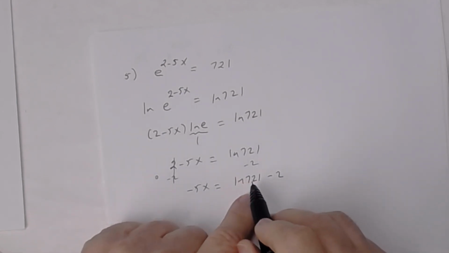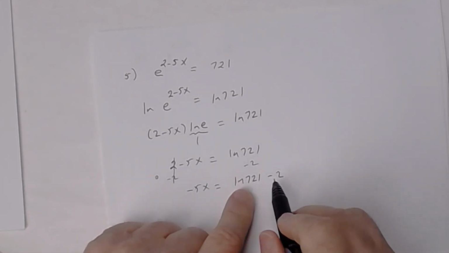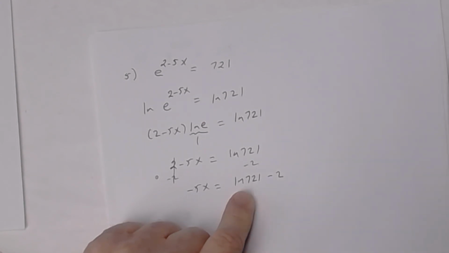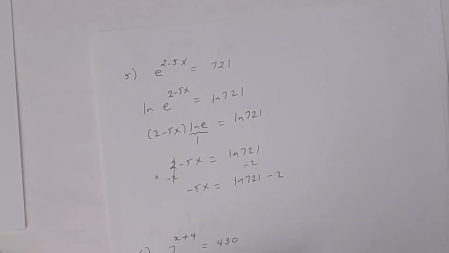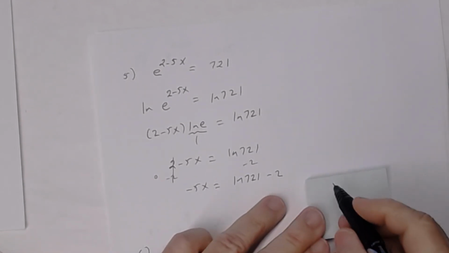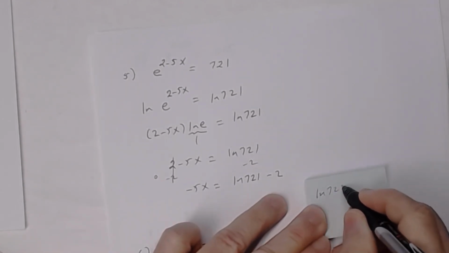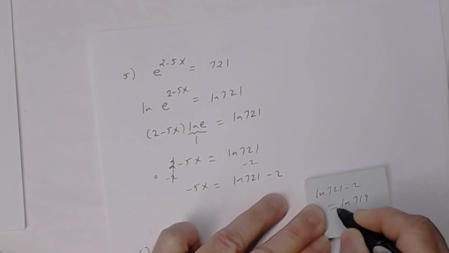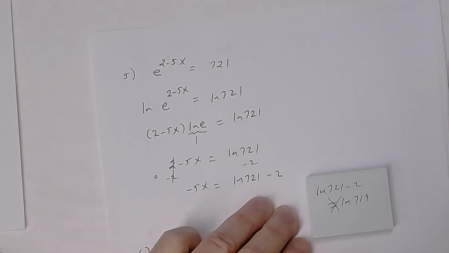The mistake people make is they want to rewrite. They want to say 721 minus 2 is 719, and they want to say the natural log of 721 minus 2 is the natural log of 719. That is not true. That is not true.